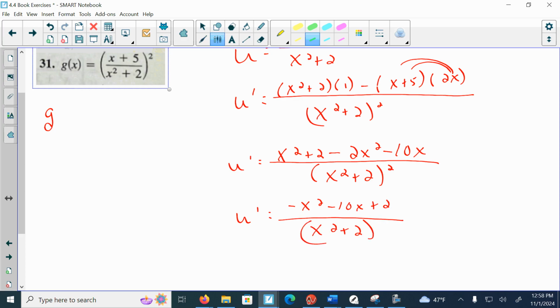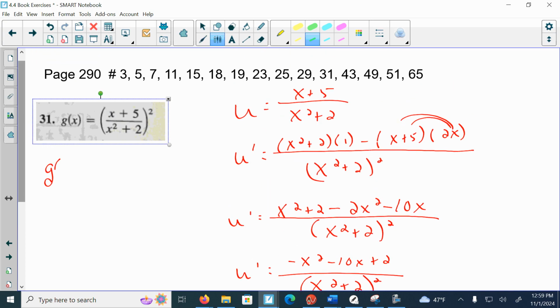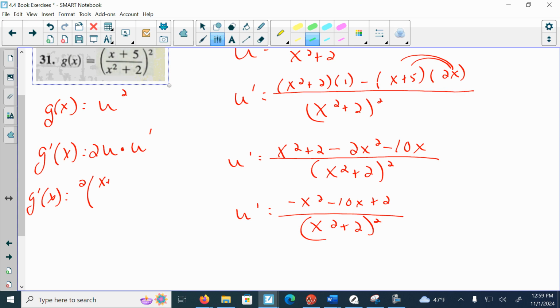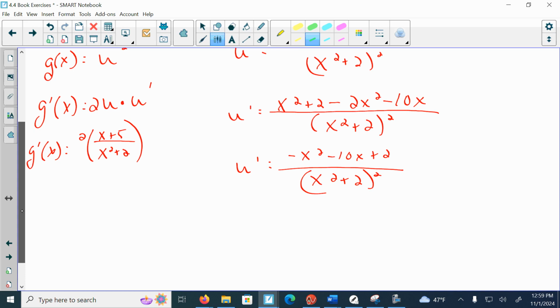So going back here, I'm going to rewrite g of x as that u raised to the second power. Taking the derivative of something raised to the second power is going to be 2u raised to the first power times the derivative of u. So I'm going to do, see, that 2 is in the numerator. That u is that x plus 5. It's really messy handwriting. This is good. X squared plus 2. That's the first power, so I don't have to write anything. Times the derivative of u, which is this thing here. So times negative x squared minus 10x plus 2 all over x squared plus 2 squared.